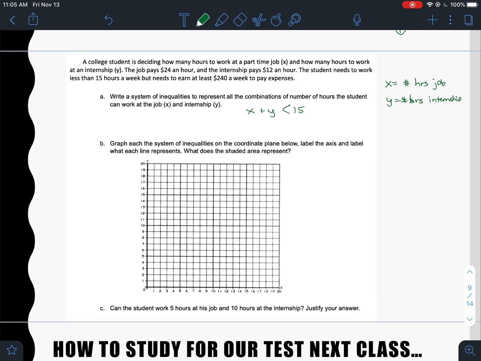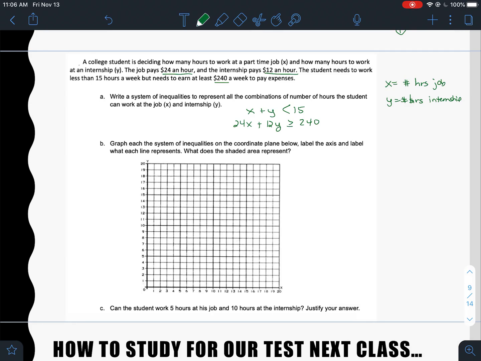So when I add up all of her hours, it needs to be less than 15 because she needs to study and go to class. But she also needs to make at least $240 a week to pay for her expenses. Well, she earns $24 an hour at her job, so 24 times X is how much money she'll make at her job every week. Plus, she makes $12 at her internship, so $12 times Y is the amount of money that she makes at her internship, and we need that to be greater than or equal to 240 based on the problem. So that's going to be my system of inequalities.